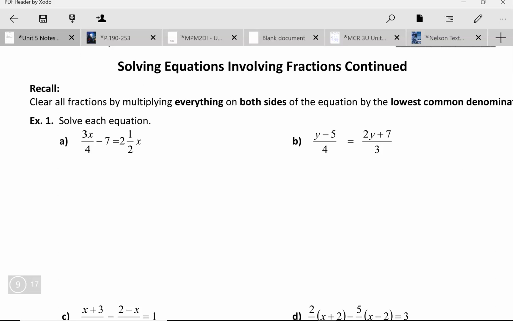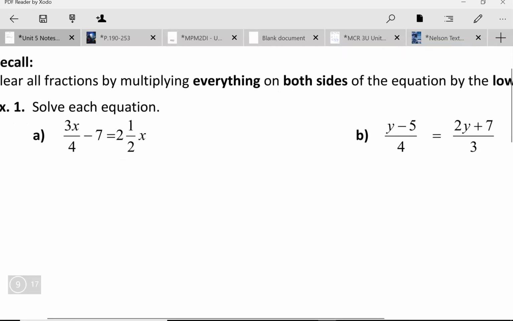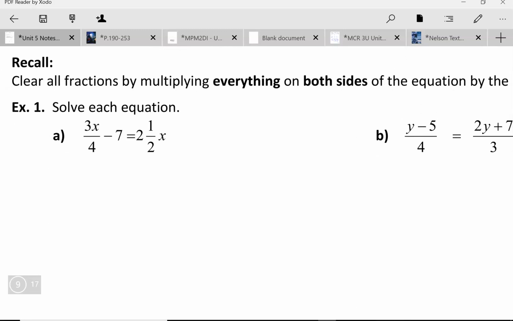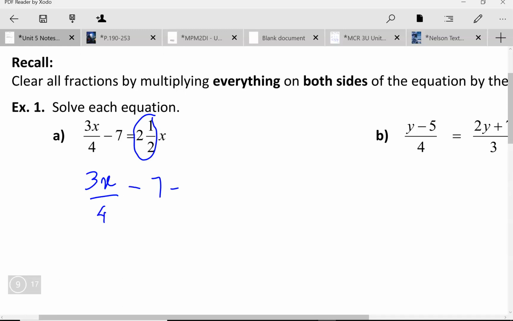Okay, let's start with part one. The first thing we're going to do is convert this evil looking mixed fraction to an improper fraction. Minus 7 equals 5 over 2x.